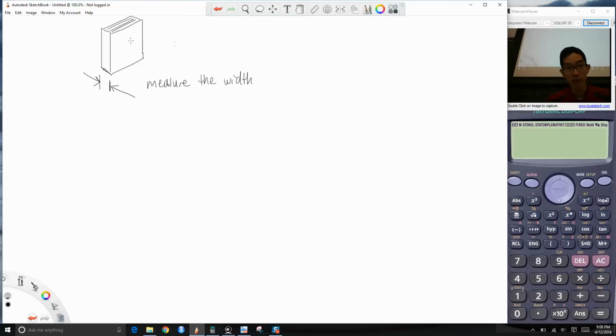And we're also going to count the number of pages. So we'll just flip to the last page in the book and look at the number of pages. Based on the number of pages, we want to predict the width of the book.